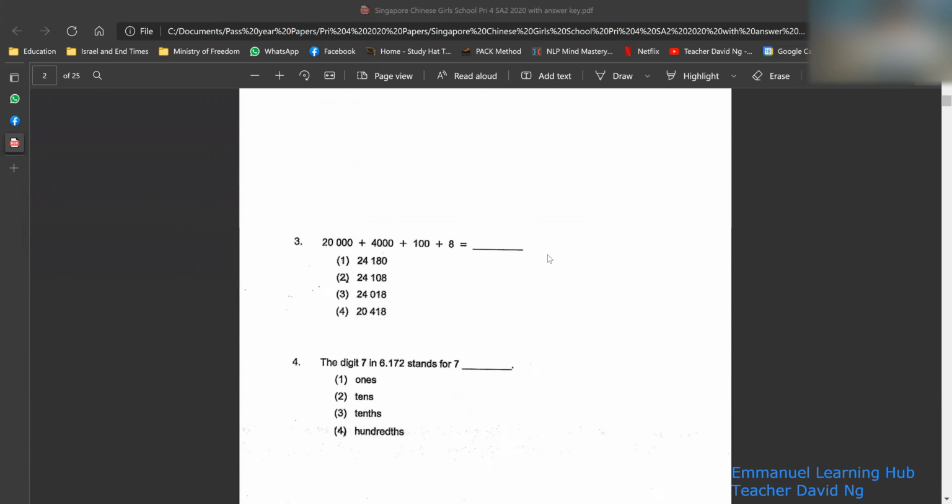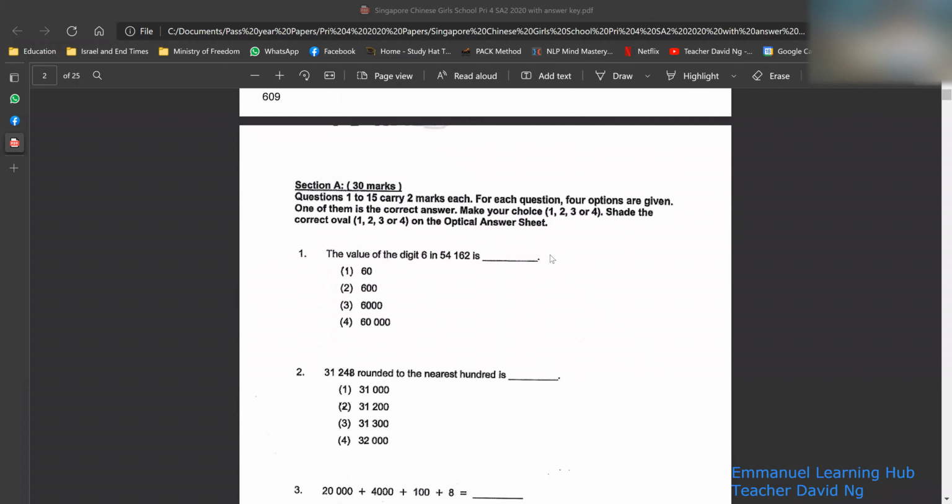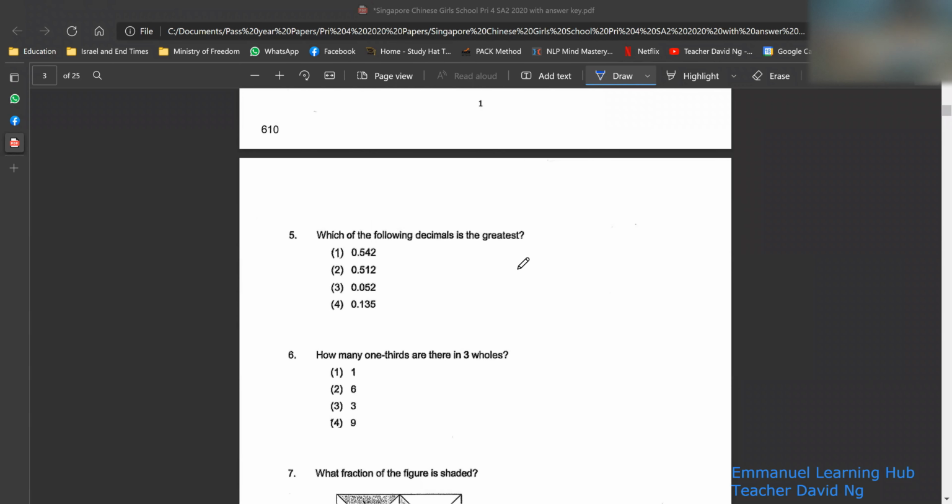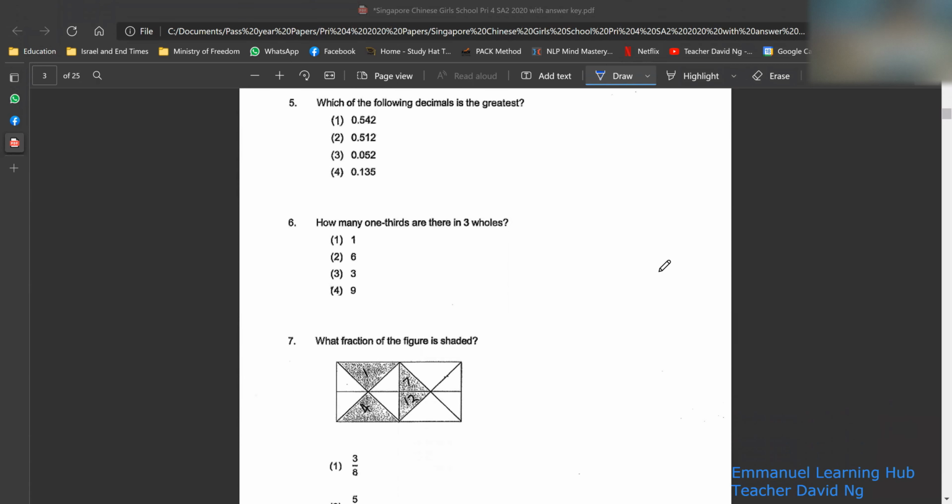What I'm going to do is tabulate the marks after I go through everything. I'll put an asterisk here to indicate that you got it wrong at the first attempt. Those who got it right, I'll leave it blank. What's the answer for number 5? Number 1. Good. Number 6, 4. You got it right. Number 7, 3. Okay, good. But the answer for number 7 is not 3, so I need to mark it with an asterisk.